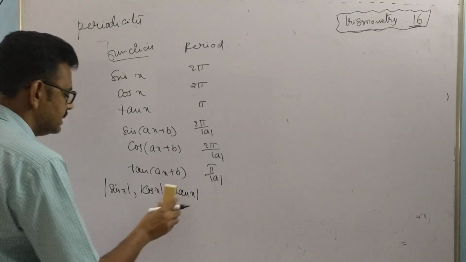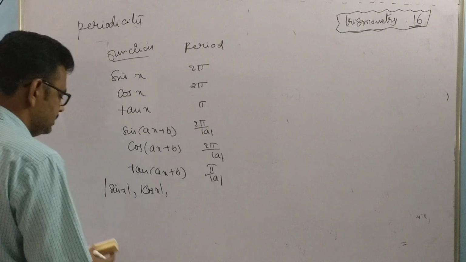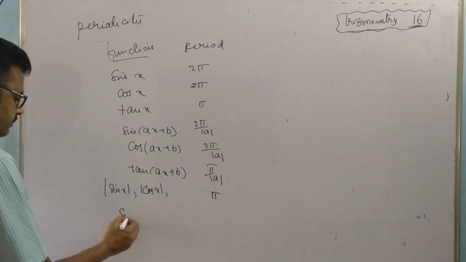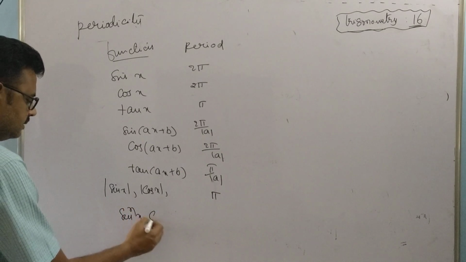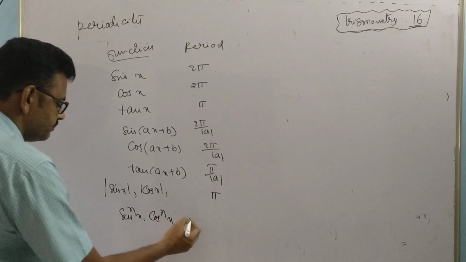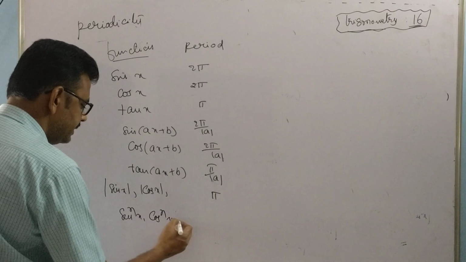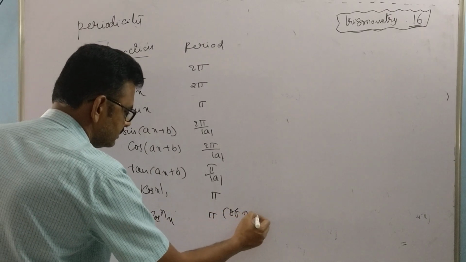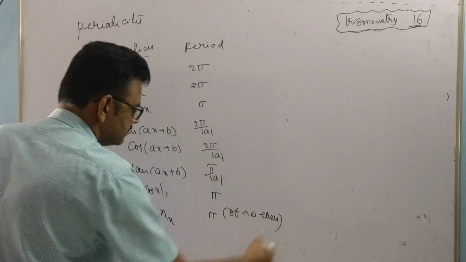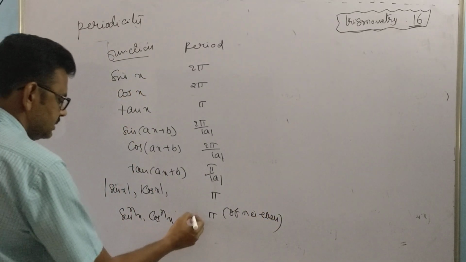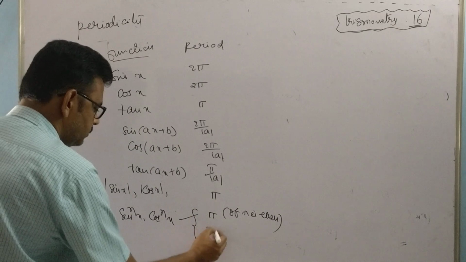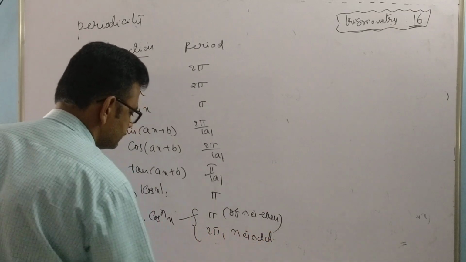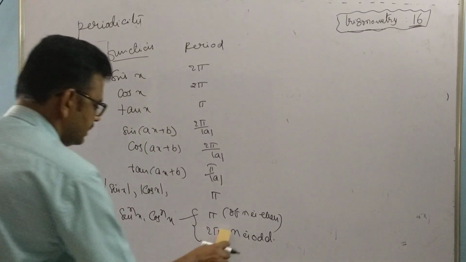Now mod sin x, mod cos x, mod tan x. Tan x period is clearly pi. So what is the period of these functions? Pi. For sin power n x and cos power n x, the period is pi if n is even, and 2 pi if n is odd.